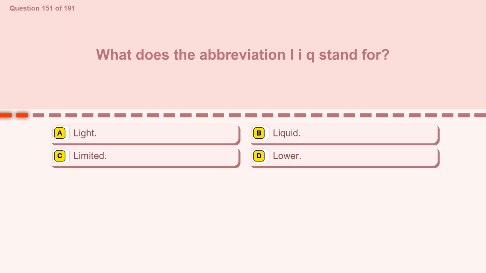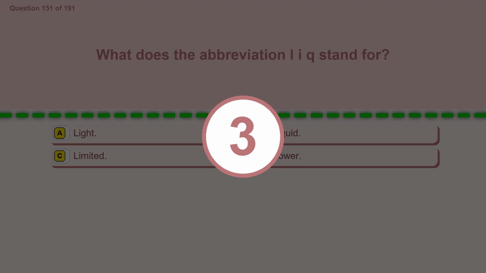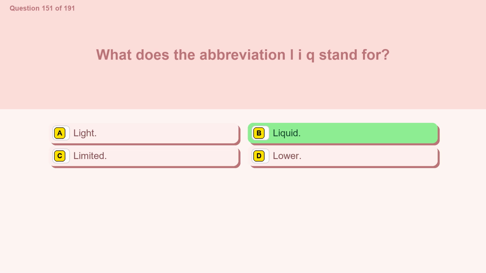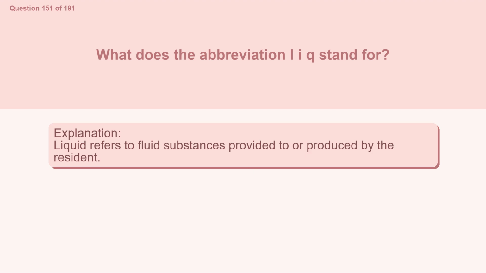Question 151. What does the abbreviation LIQ stand for? Option A, light. Option B, liquid. Option C, limited. Option D, lower. The correct answer is option B, liquid. Liquid refers to fluid substances provided to or produced by the resident.